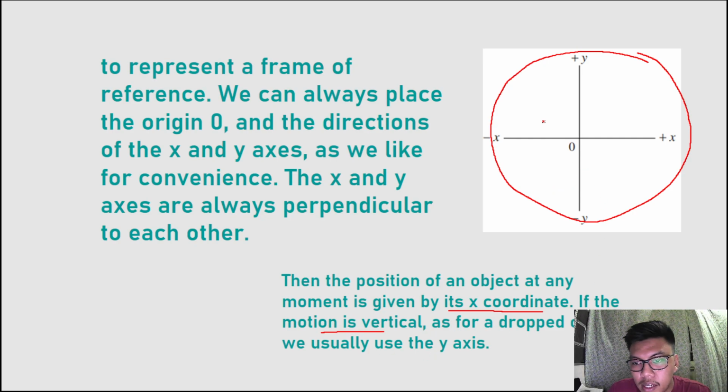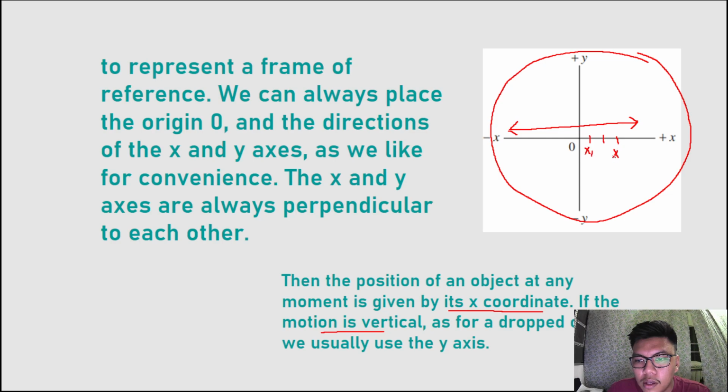So if our movement is only along horizontal, we can place its position along the x-axis. For example, at time 1, this is the initial position, then we have the second position. If the movement is vertical, we can represent it on the y-axis.